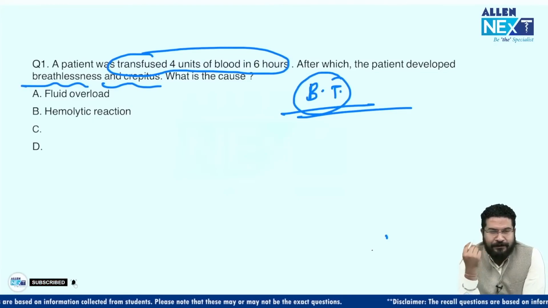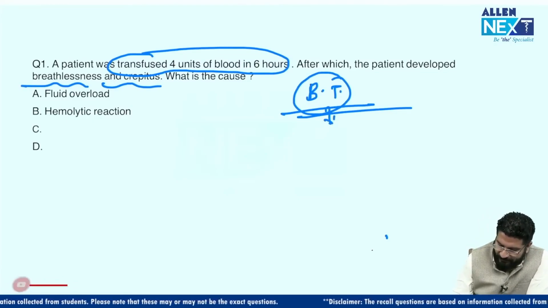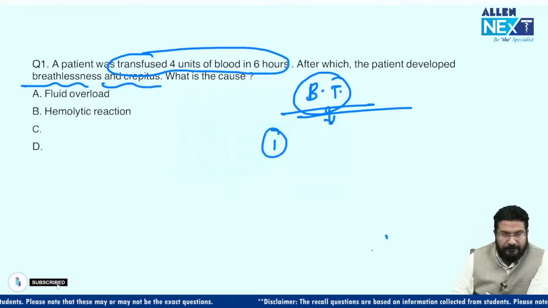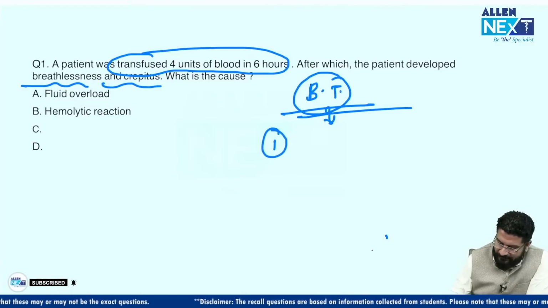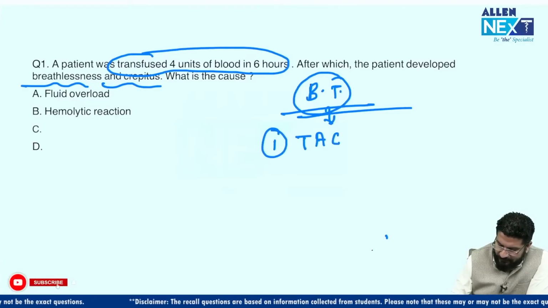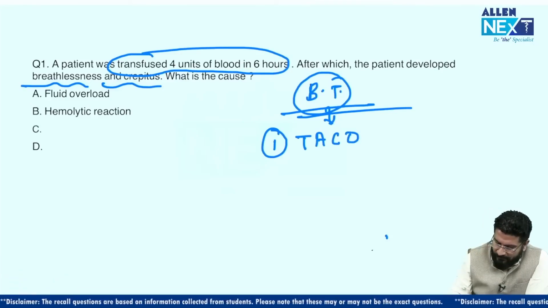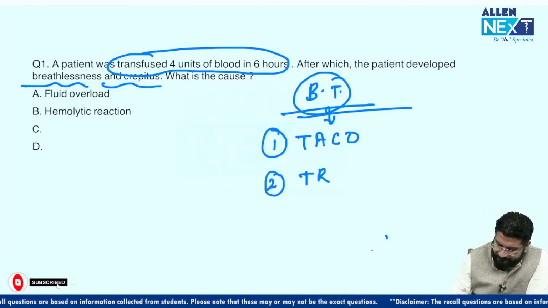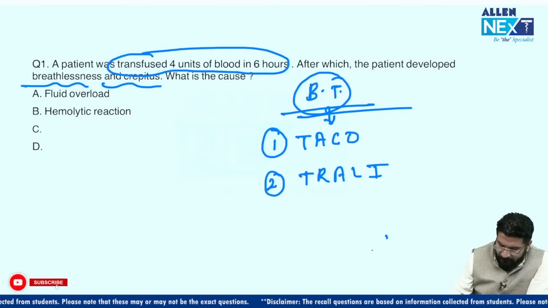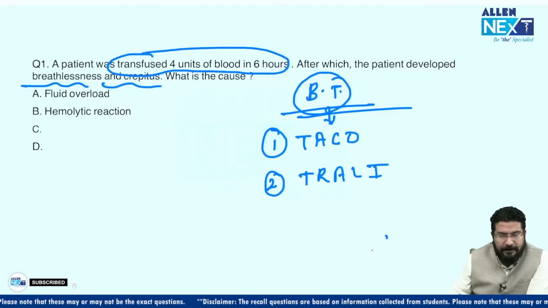Again, I could get only two options. Remember, there are some complications of blood transfusion. Out of this, I just want your inputs, whether you can see TACO in the option. TACO means transfusion associated circulatory overload, or they have mentioned TRALI, transfusion associated acute lung injury. Were these two options present in the MCQ or not?